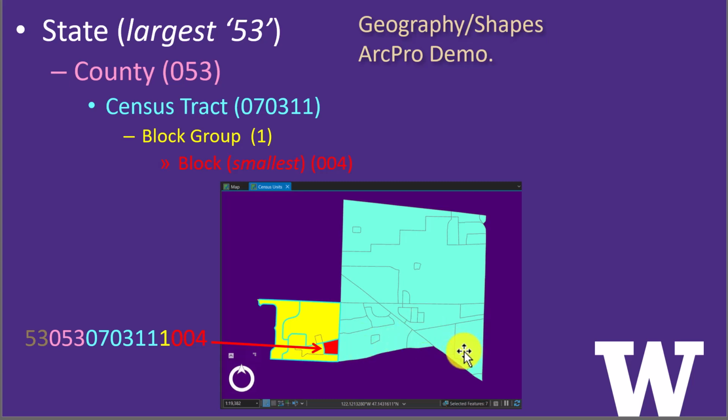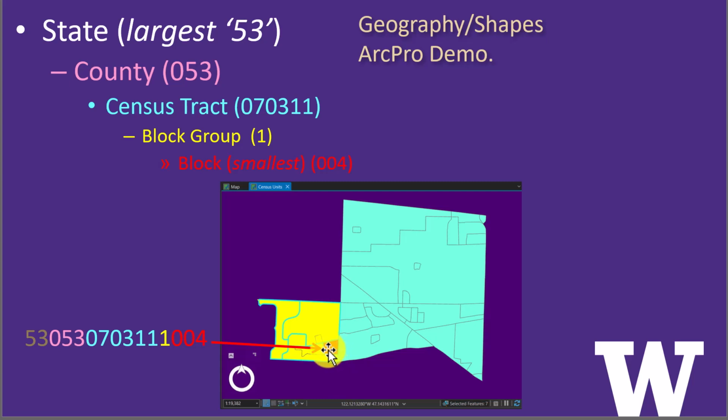And then within that, there are block groups. And we have selected one block group out of the census tract that was selected out of the county, which of course was selected out of the state, which is 53. We'll go over this in detail in the live demo. From there, the smallest enumeration is the block, and that is this red area right here.